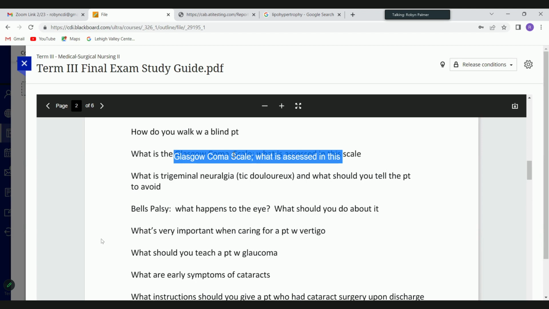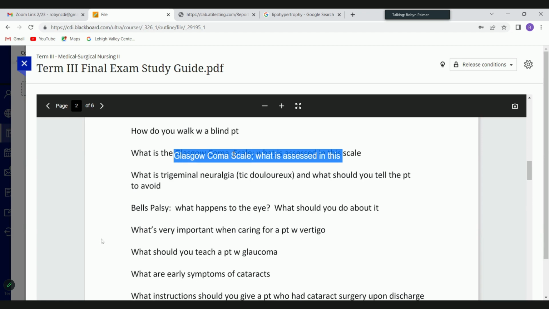Okay, so those are the 3 things. Know that because that's a question. So the Glasgow coma scale determines a coma. 3 is the minimum. 8 is the definition of a coma. 15 is normal. You're going to check eye, motor, verbal in the Glasgow scale. All right.